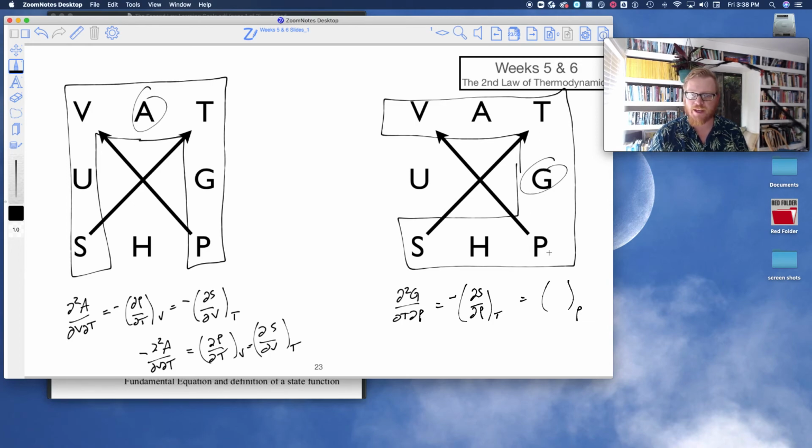And then now I go to the P, travel up the arrow to V. That's going to be the partial of V by the partial of T, all at constant P. And did I do that one right? Yup, I got it. Okay, folks, so this is incredibly useful.